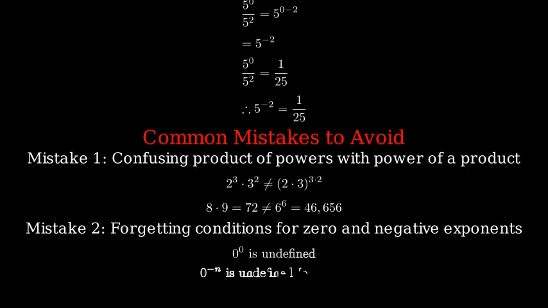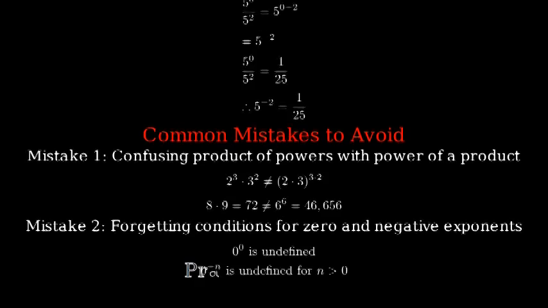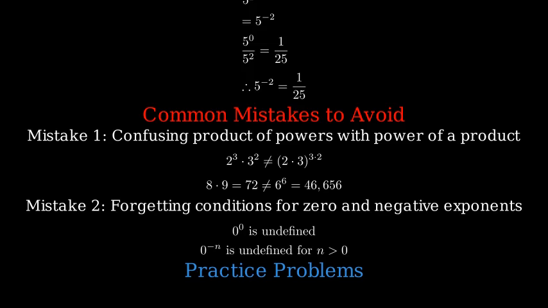Second, remember that the zero exponent rule and negative exponent rule only apply when the base is non-zero. 0 to the power of 0 and 0 to a negative power are undefined. Let's practice applying these rules with a few examples.